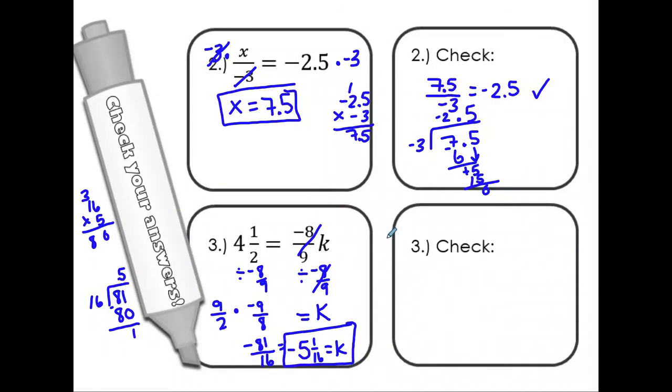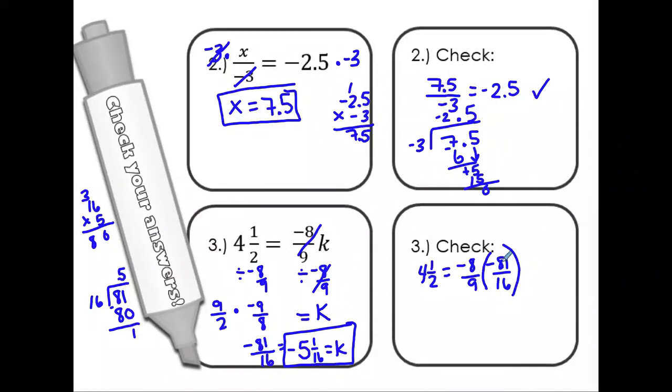Okay, so let's go ahead and check it. I'm going to put this back into the original equation. 4.5 equals negative 8/9 times, and since I know I'm doing multiplication, I'm going to just put it in as that mixed number, I'm sorry, improper fraction, negative 81/16.